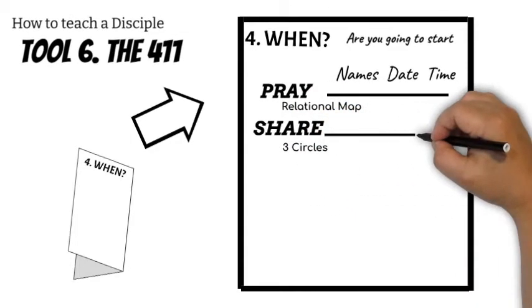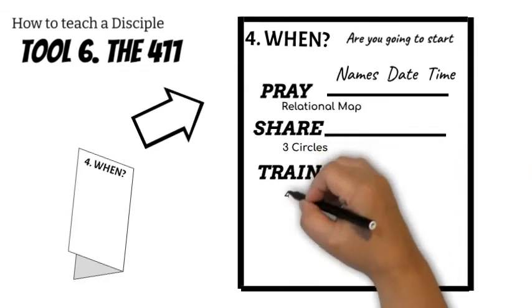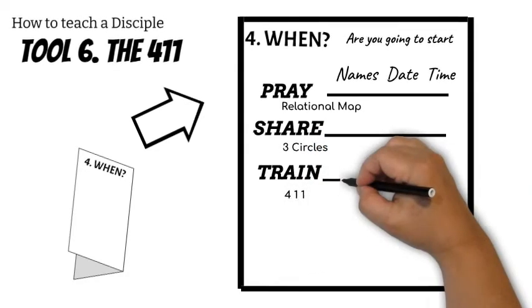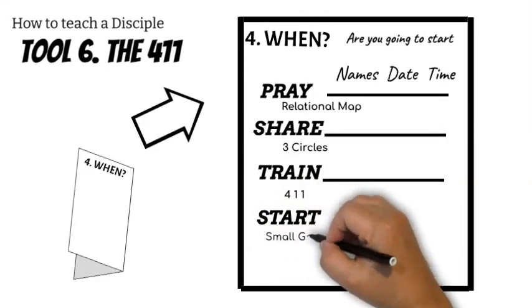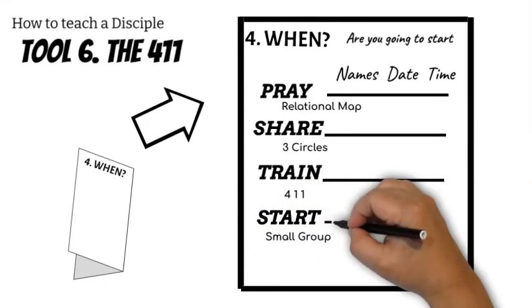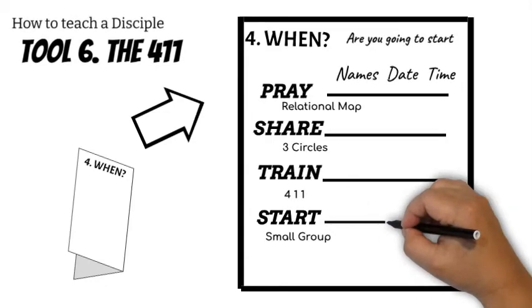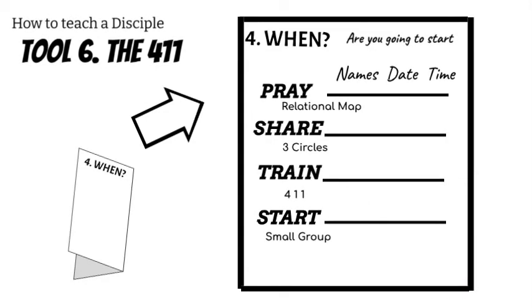Names, date and time. Next, write the word train. Who can you train the 411 tool with? Name, date and time. Then have him write the word start. When can you start a growing group? Remind him that he is not alone. Other disciples can support to start a growing group. Names, date and time.